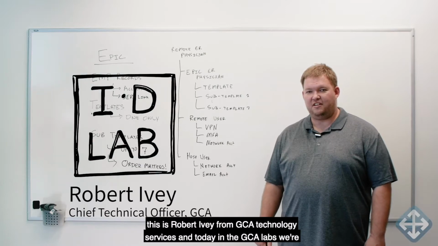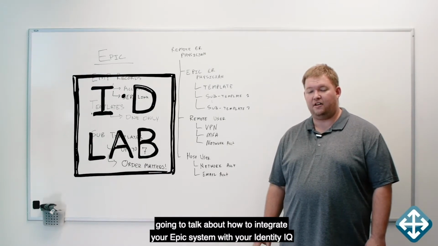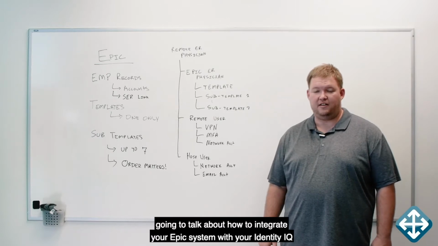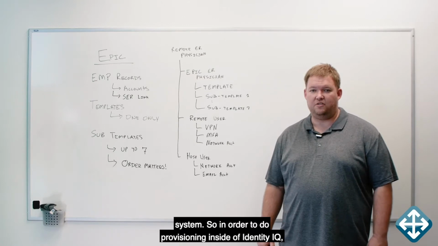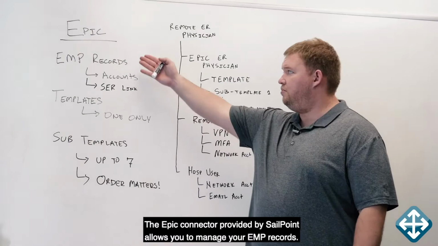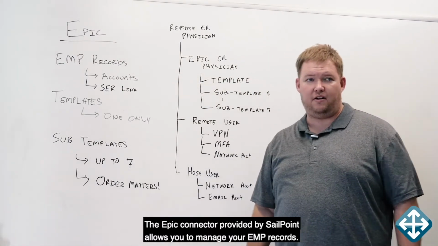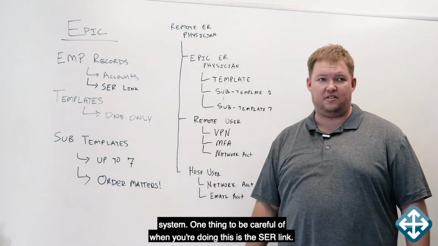This is Robert Ivy from GCA Technology Services, and today in the GCA labs we're going to talk about how to integrate your Epic system with your Identity IQ system. So in order to do provisioning inside of Identity IQ, you have to have a connector. The Epic connector provided by SailPoint allows you to manage your EMP records. Your EMP record is essentially the representation of an account within the Epic system.